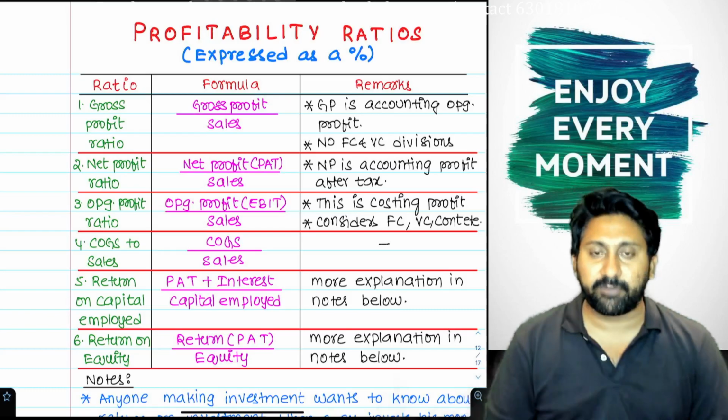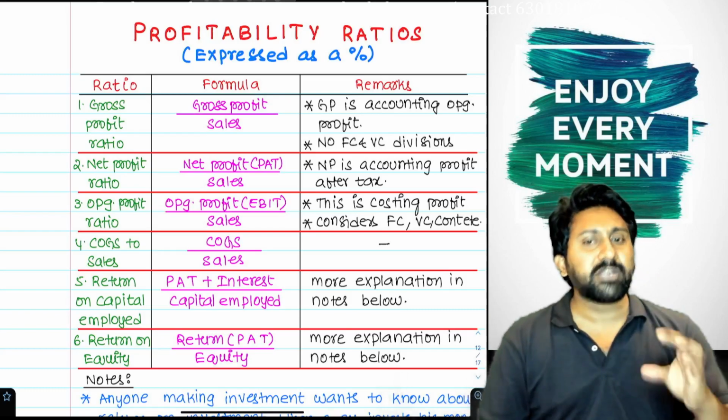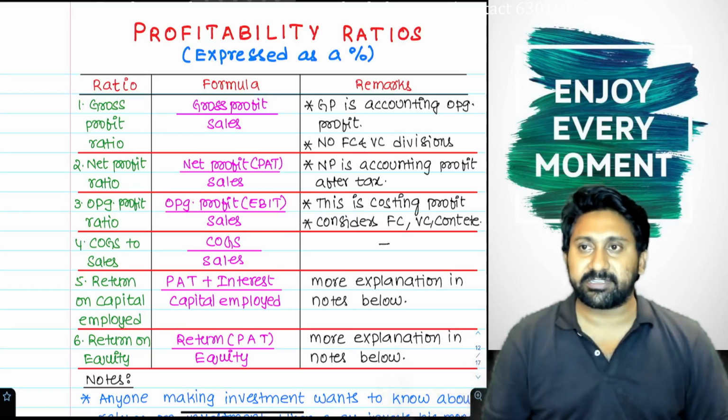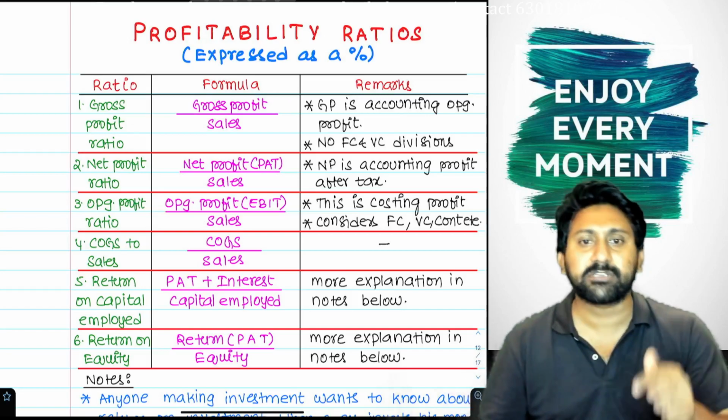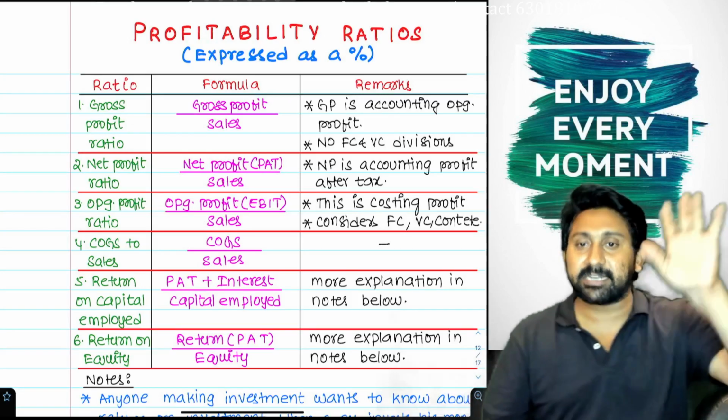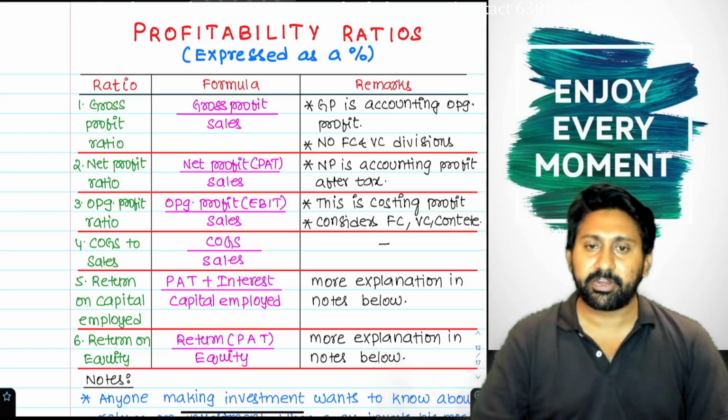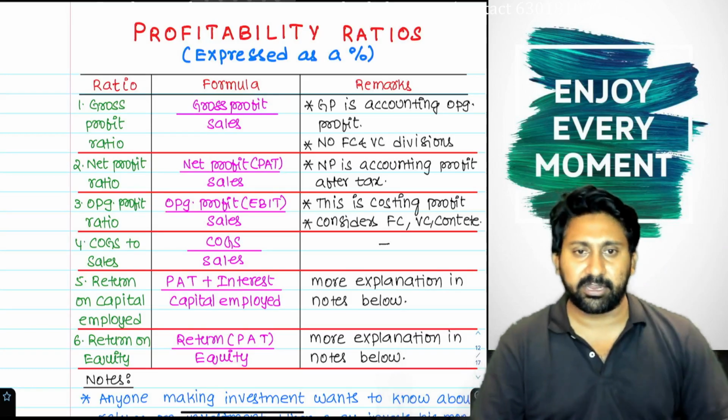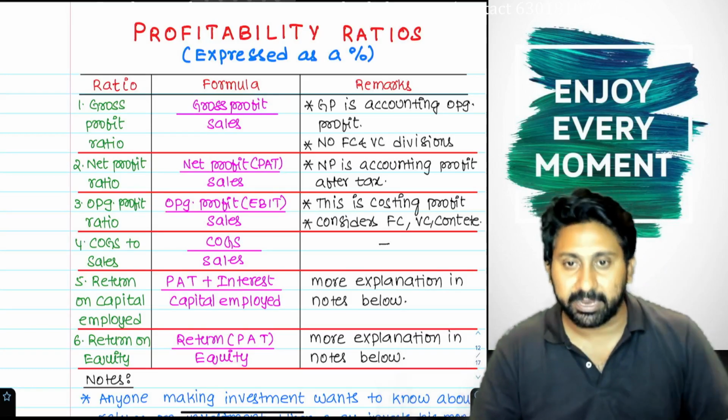Gross profit ratio means what? For the total sales you make, how much is the gross profit? Sales 100, gross profit 20 means gross profit is 20% of the sales. Net profit ratio is the same, instead of gross, net. Operating profit is EBIT, costing P&L.